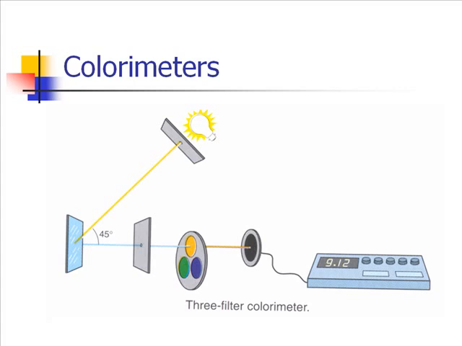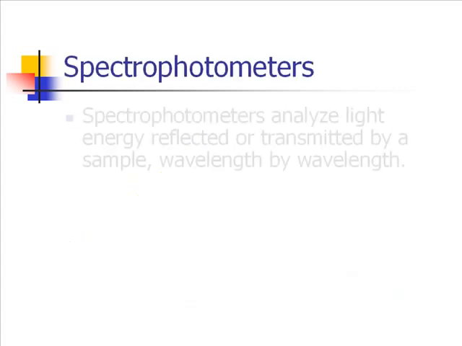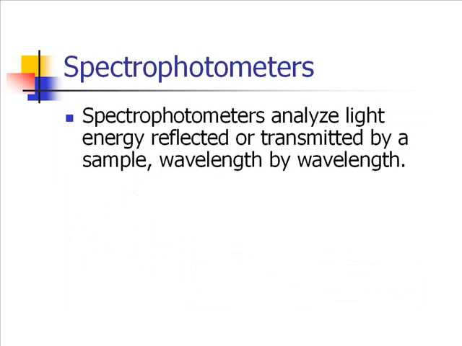Spectros analyze light energy reflected or transmitted by the sample, wavelength by wavelength. So it doesn't just look at 3 specific colors, but it looks at all the wavelengths across the spectrum. Actually, it doesn't look at every single one of them. It goes in generally 20 nanometer increments. The real fancy ones will do every wavelength, but usually they're about 20 nanometer increments.